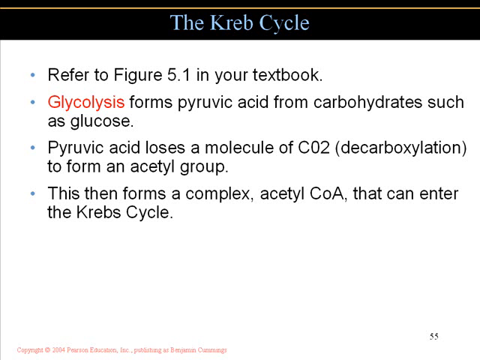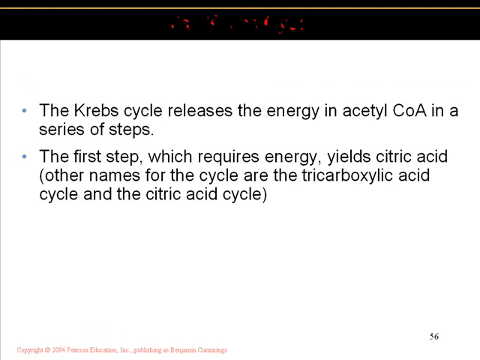But when we talk about glycolysis, it forms pyruvic acid from carbohydrates such as glucose. Pyruvic acid loses molecules of carbon dioxide, a decarboxylation reaction, to form an acetyl group. These then will form a complex. The complex is known as acetyl-CoA, where you'll see the acetyl group, the functional group, will combine with, again, coenzyme A, and will enter into the Krebs cycle. The Krebs cycle is, again, a series of enzymatic steps that will continue to break down this carbon compound to produce energy in the form of ATP.